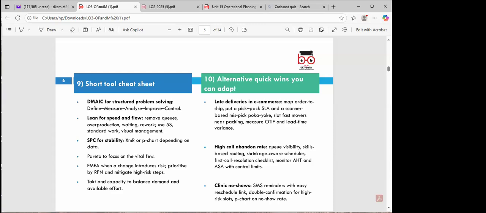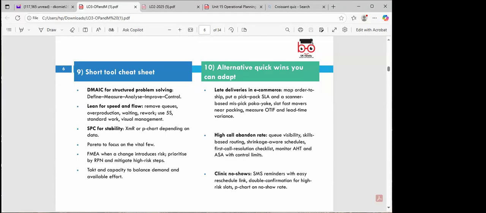Then you look at Lean for speed and flow. Remove queues, overproduction, waiting times, rework, use of the 5S, standard work, or visual management. SPC for stability, XmR or P chart depending on data. Then Pareto to focus on the vital few. FMEA when a change introduces risk. Prioritize by RPN and mitigate high-risk steps.